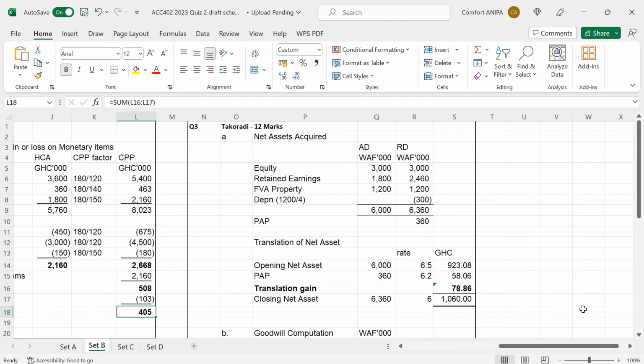So you have your net asset at the beginning, which is 6 million. Your net asset at closing is 6,360. Your post acquisition profit is 360,000. And then you translate appropriately. Again, your rates are different. Here you are using 6.5, 6.0, and 6.2. So you pay attention to that and you use the appropriate rate.